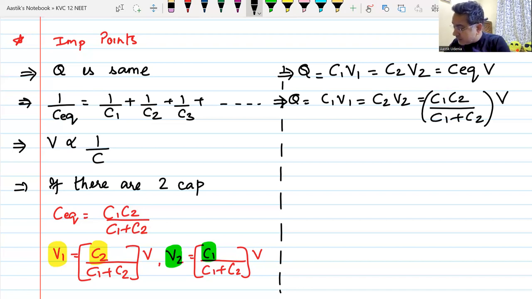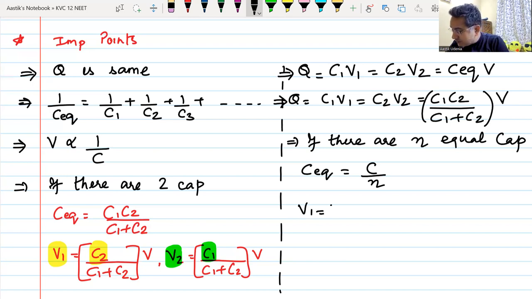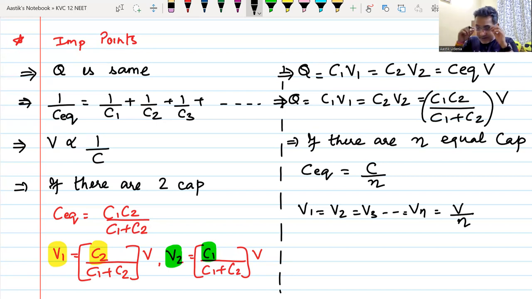Okay. Now, if there are n equal capacitors, and this is a very important formula. If there are n equal capacitors connected in series, then your C equivalent will become C by N. Your C equivalent will become C by N, so it will be divided by N, and voltage across each of the capacitors will be same, all will be same, and that will be equal to V divided by N.